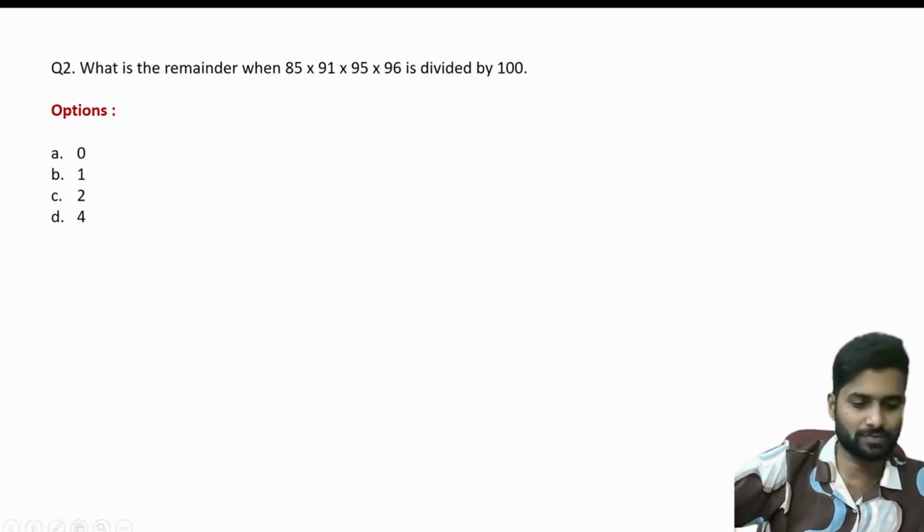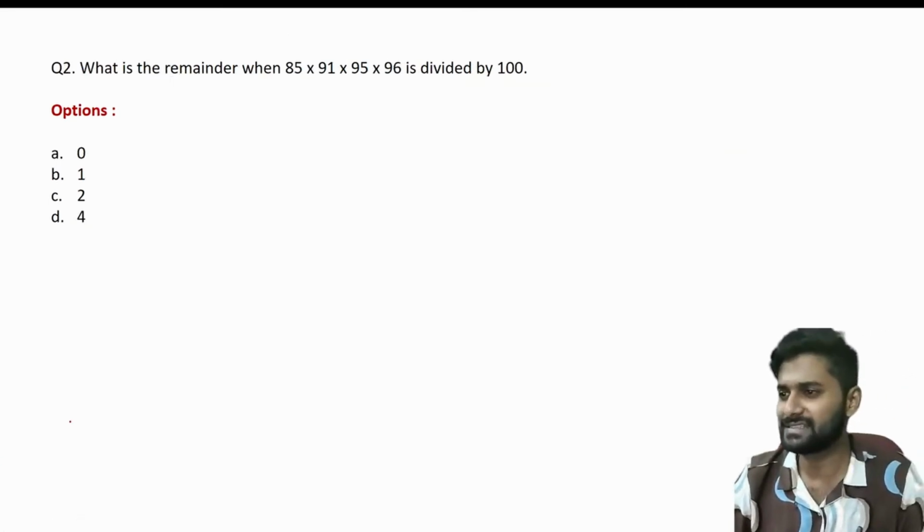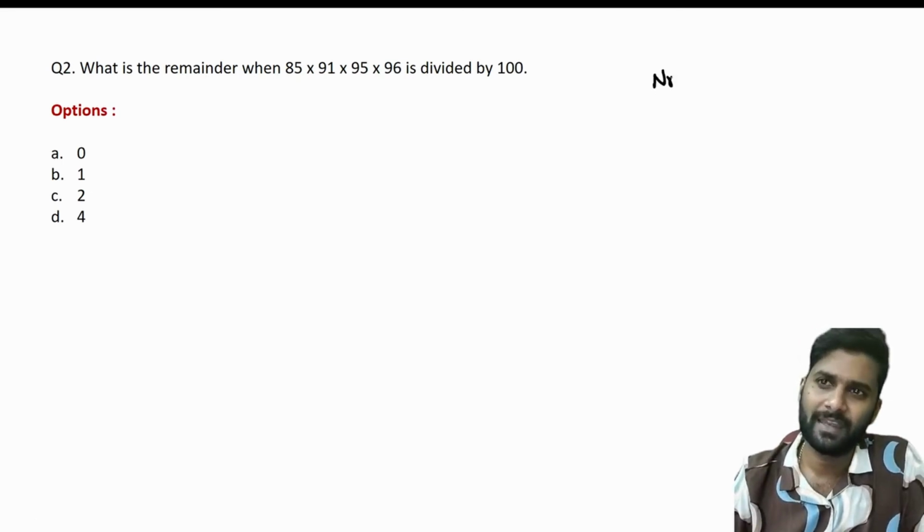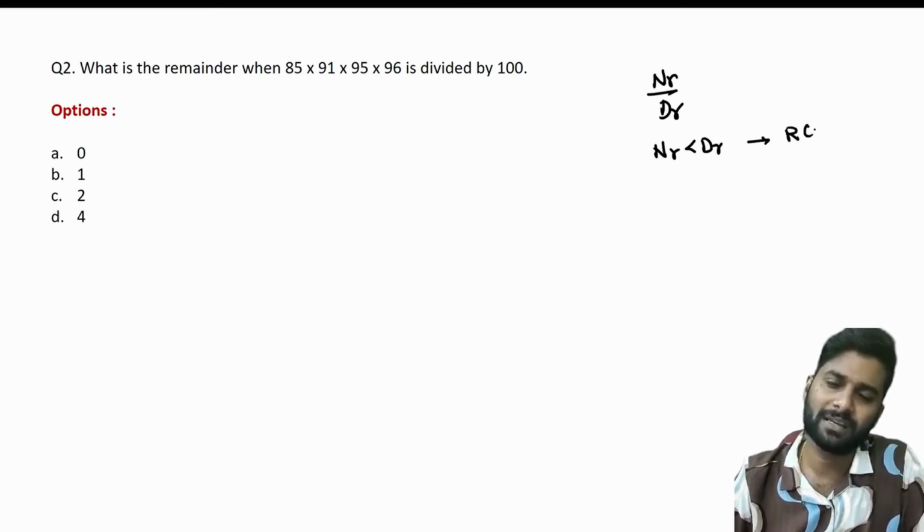On to question number 2. Remainders. Yes, let me tell you one theory for remainders. Remember, in any fraction, if the numerator is less than the denominator, your remainder must be the numerator. So it's a positive remainder.